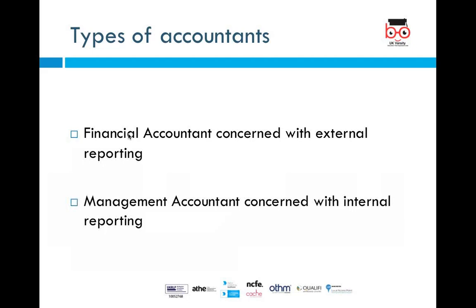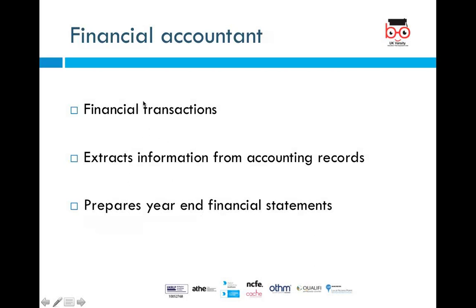And there are 2 types of accountants in the business. Normally in the company, there is a financial accountant concerned with the external reporting, which can be used for external purposes: investors, bankers, stakeholders. And then there is a management accountant who is concerned with the internal reporting. So 2 types of accountants in the business: the financial accountant for the external reporting, and the management accountant for internal reporting.